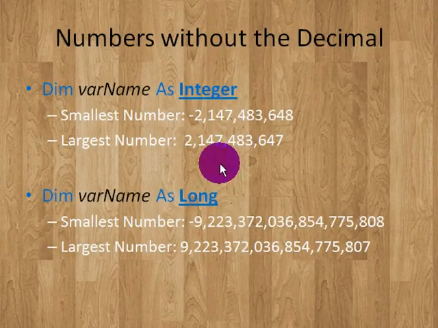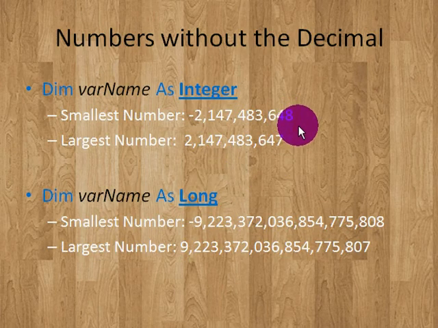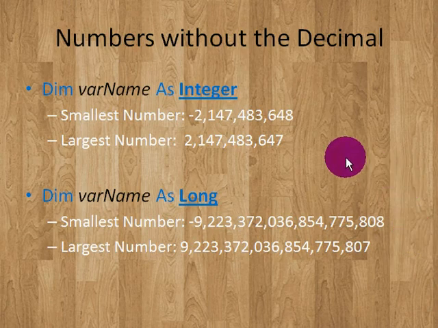So, what about the numbers that don't have a decimal? Well, if you're dealing with a number that's no longer or never going to have a decimal in it, you have two choices. You've got the integer and the long. And what's the difference? It's a pretty easy difference to see. It's based on the number that it can store.